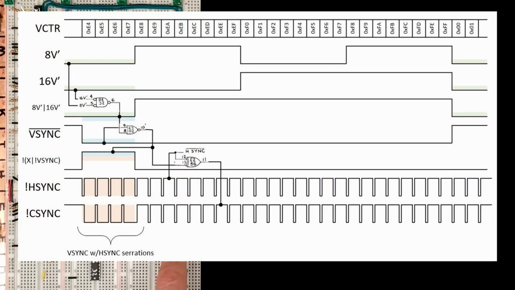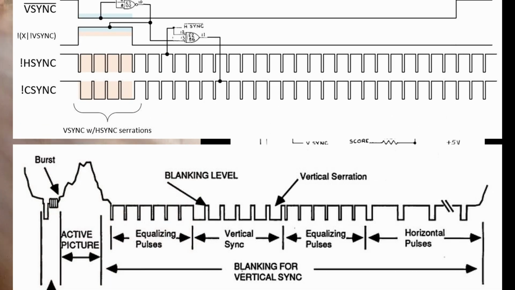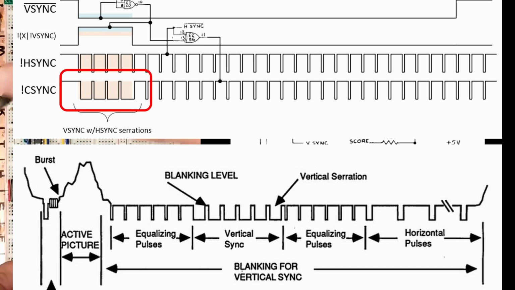If we diagram this out, we can see that 8V prime and 16V prime are low during the first part of V-sync. This causes H-sync to be inverted for 4 horizontal steps. I think there may be some glitching here where the inversions are turned off and on. The NTSC spec is way more complex than this, but I'm assuming this first portion here is enough to trigger a vertical retrace.